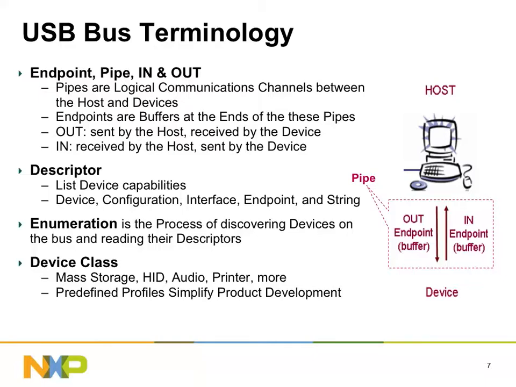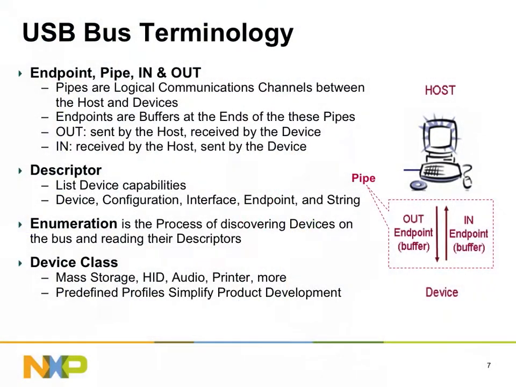A descriptor is a data structure produced by the device that tells the host what kind of device it is. I'm a mouse, I'm a keyboard, I'm a printer, something like that. And the enumeration process is what happens when the device is plugged into the bus. So you plug in a mouse, the host detects the presence of the mouse, it creates a pipe to that mouse's control endpoint, and directs it to return a descriptor. That descriptor includes the device's class.